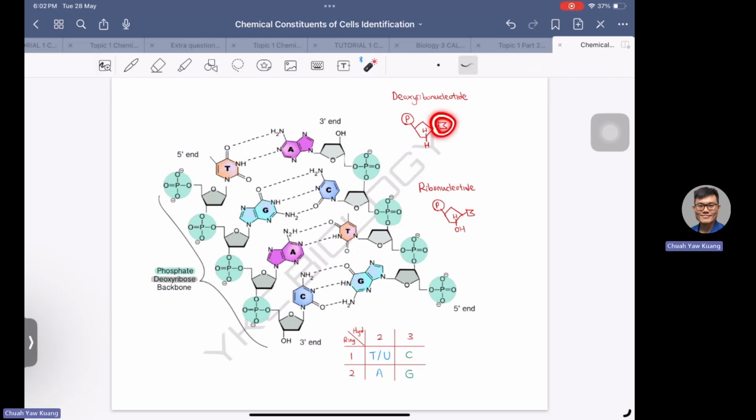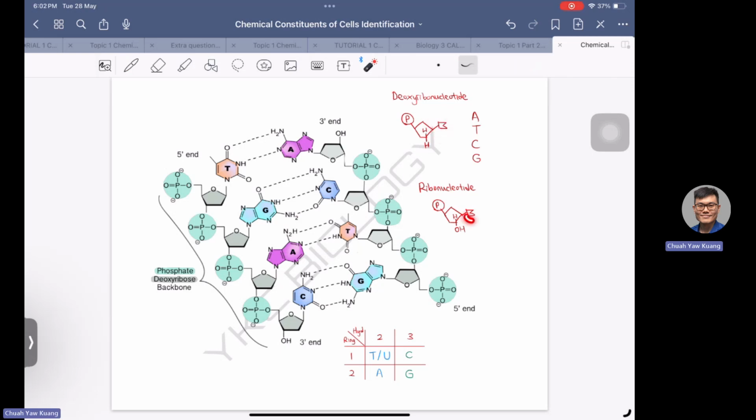Based on their nitrogenous base, deoxyribonucleotide can have 4 types of nitrogenous base. It can be adenine, A. It can be thymine, T. It can be cytosine, C. And it can be guanine. There are 4 types of nitrogenous base.